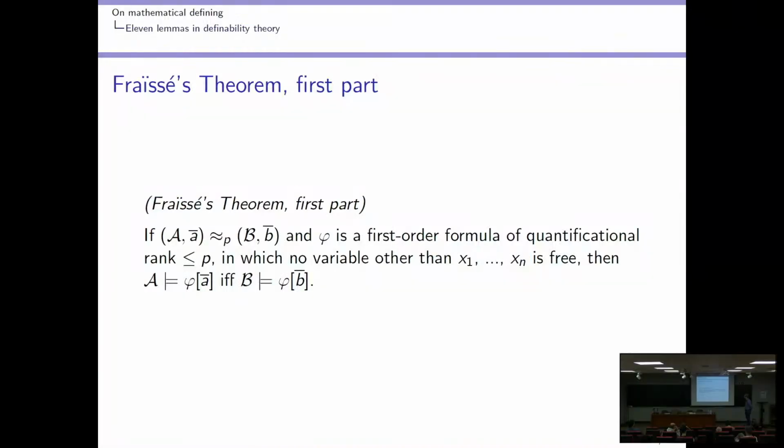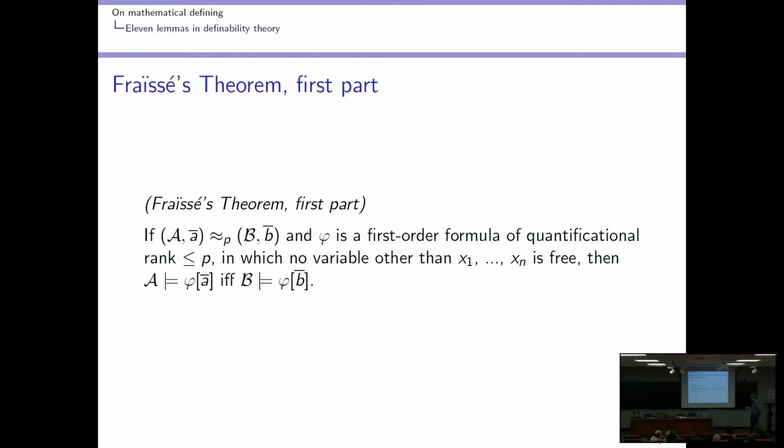Okay. So we have here Fraïssé's theorem, first part. In this first part, the affinities condition is not required. If there is a P partial isomorphism between A bar and B bar, sending A bar to B bar, matching those sequences, and phi is a first-order formula of quantificational rank at most P, in which no variable other than x1 to xn is free, then A bar and B bar agree with respect to phi.